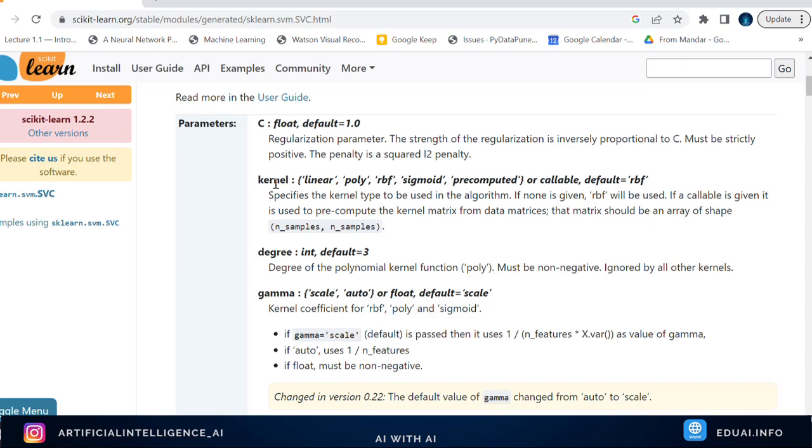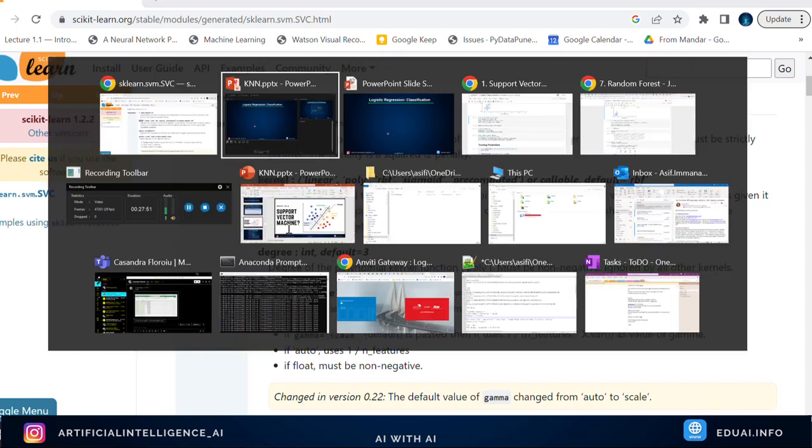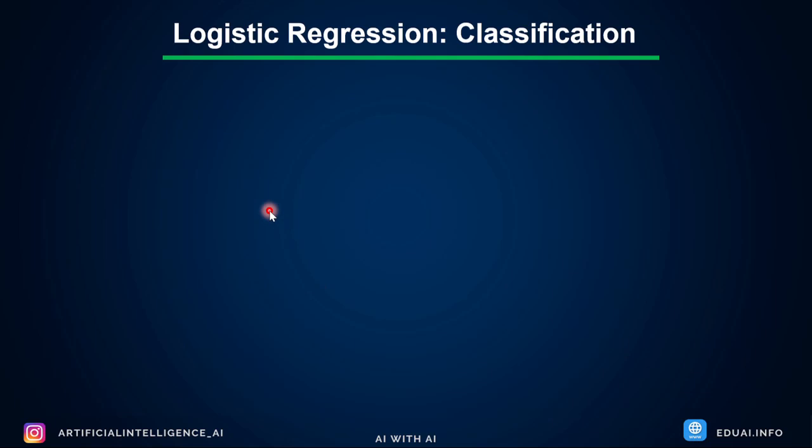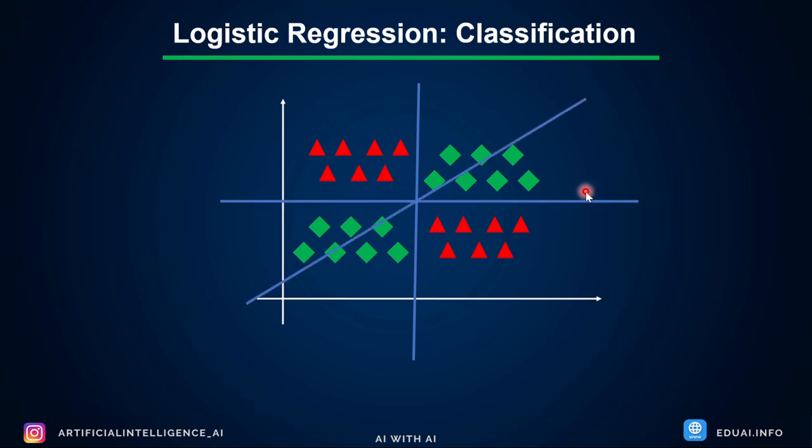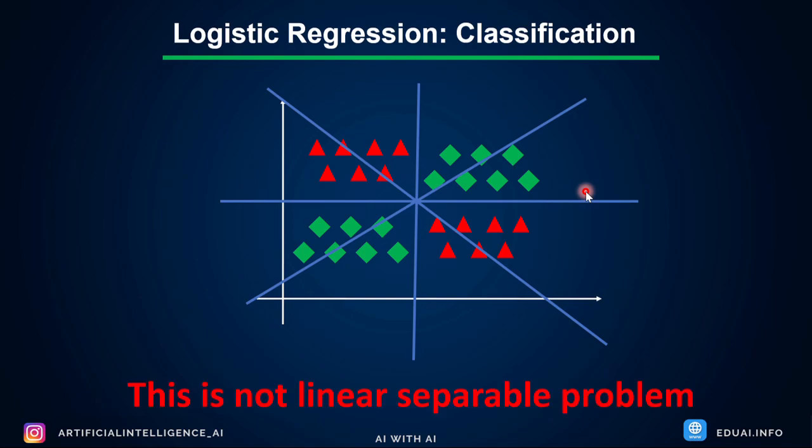Just to quickly give you an idea about what this kernel stands for, I'm back on the presentation here. Sometimes the data is not linearly separable. You cannot draw a line to separate the data, to classify the data. I cannot draw a line like this to classify the data. I cannot draw it like this. I cannot draw it like this. Then how should I classify this type of data? This is where you need to understand that this is not a linearly separable problem.